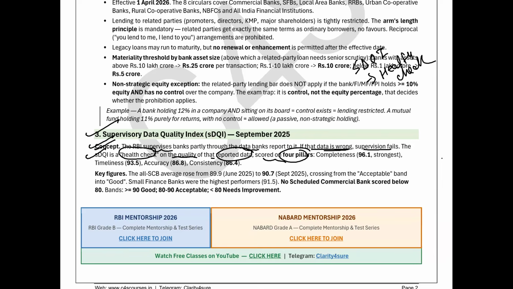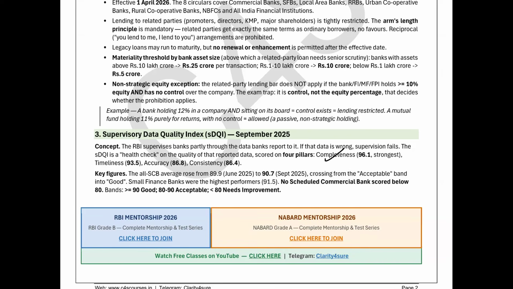That is, पहला याद रखना, completeness. That is 96.1%, strongest. ठीक है? Timeliness, that is 93.5%. Accuracy, it is not percent, it is exact data, 86.8. And the consistency, 86.4. So wherever you are making notes, please remember that on the 4 pillars it has been done.